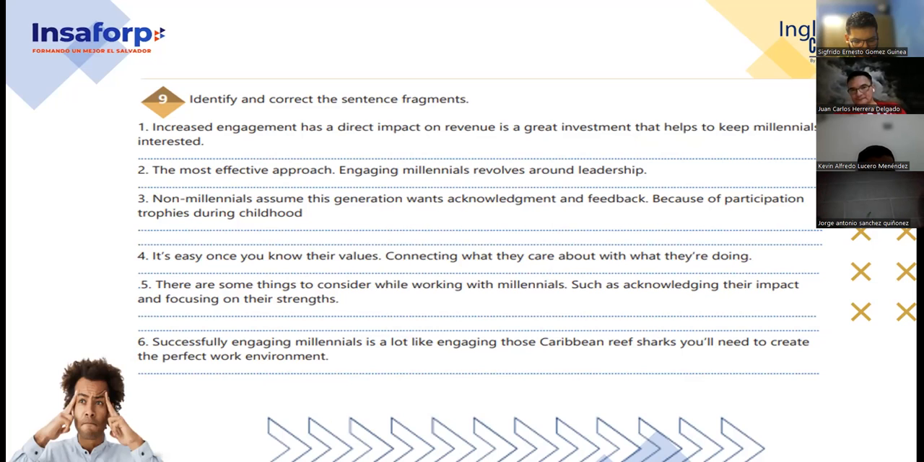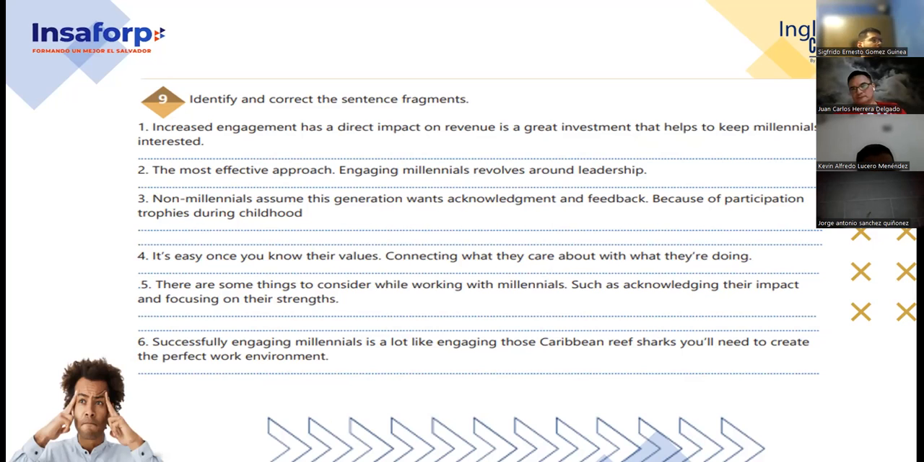I understand, teacher, that at this point we have two sentences. Successfully engaging millennials is a lot like engaging those Caribbean reef sharks, or you'll need to create the perfect work environment. I think this is right, in my opinion, but I'm not sure. Yeah, that's correct. So we had two clear ideas.